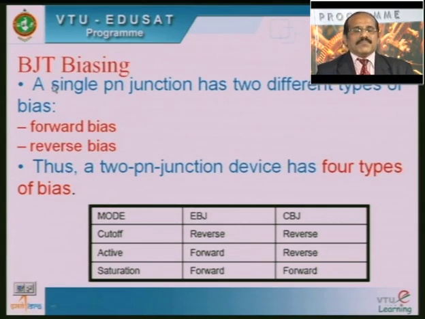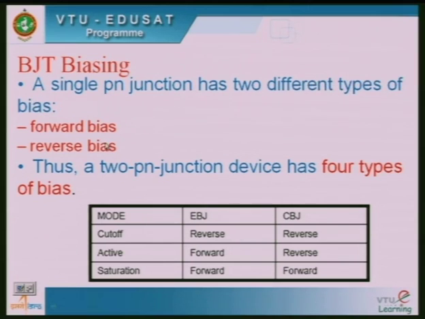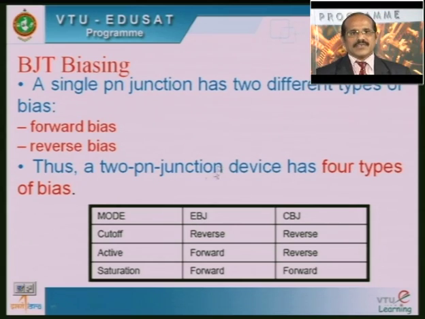As far as biasing is concerned, a single PN junction has two different types of bias, as you have seen earlier in the semiconductor diode. One is called forward bias, the other is called reverse bias. Therefore, the two-PN-junction device has four types of bias. A combination of these will define the region where the transistor is operating.